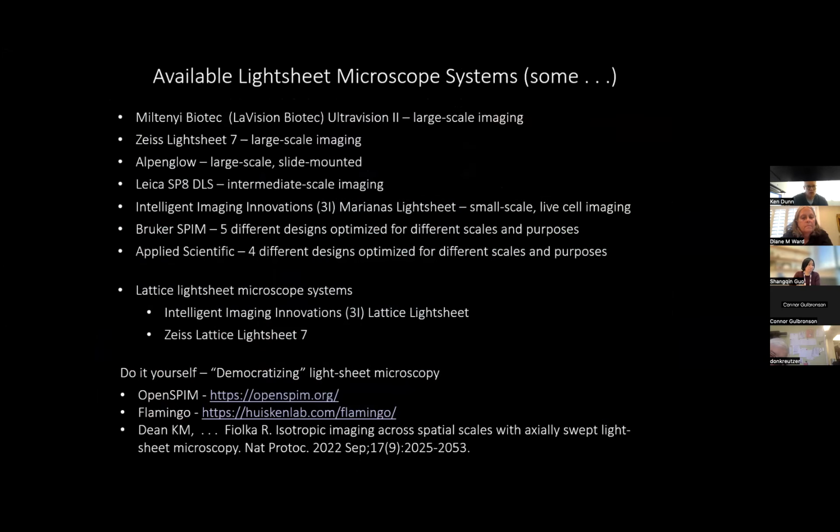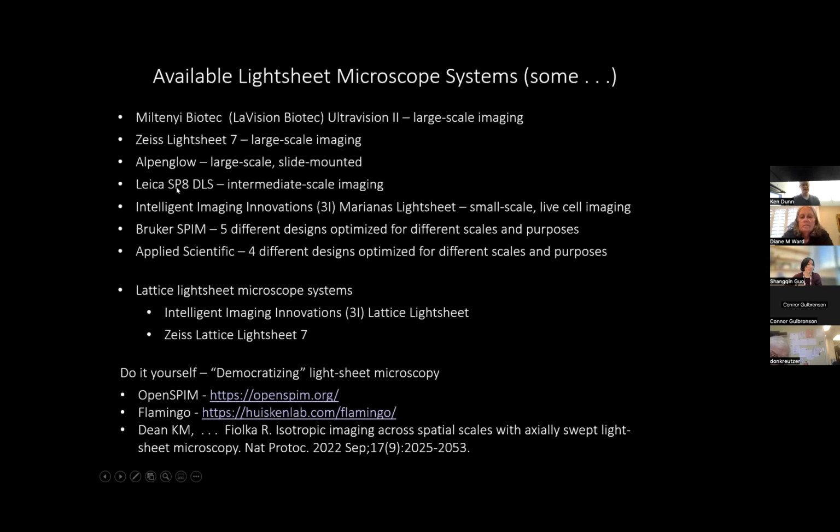So this is a list I put together this morning of light sheet microscope systems that are commercially available. There are more, I'm sure, but these are the ones I know of. Best known is the Ultravision 2. That's set up for large scale imaging. I don't think you can really do high speed, high resolution imaging with it. Same thing with the Zeiss Light Sheet 7 for large scale imaging. The Alpenglow system is a system I was just talking about. You can do large scale slide mounted tissues at low and high resolution.